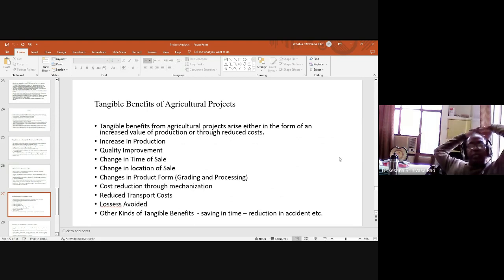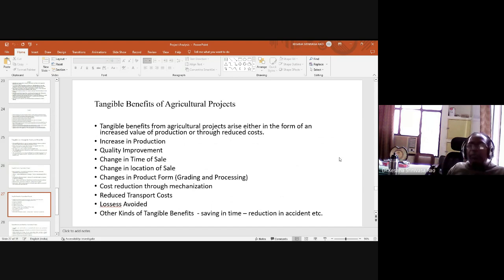So then what are the other tangible benefits in agriculture projects? Increase in production. If the production can increase, then the tangible benefits may be visible. Quality improvement, change in time of sale, change in location of sale. For example, quality improvement: as you know, if the quality has been improved, then the tangible benefit will also increase, because the agriculture good or the service can be sold at a good rate or the highest rate. Change in time of sale.